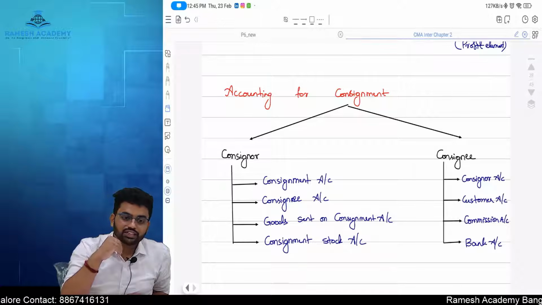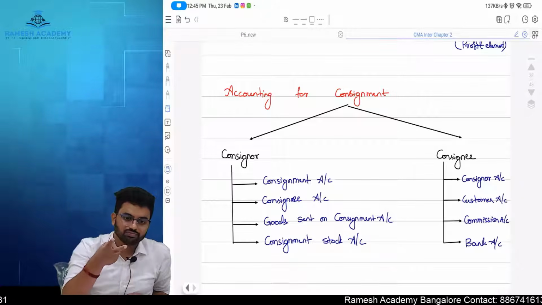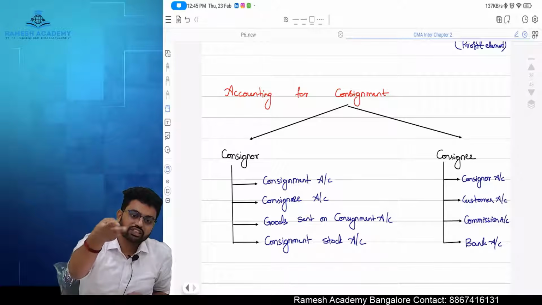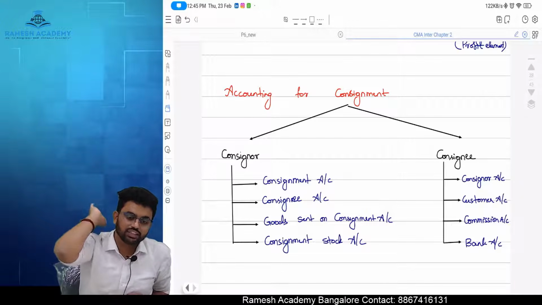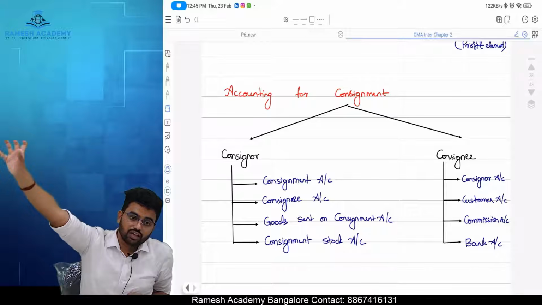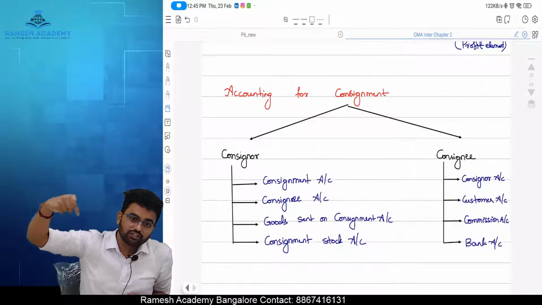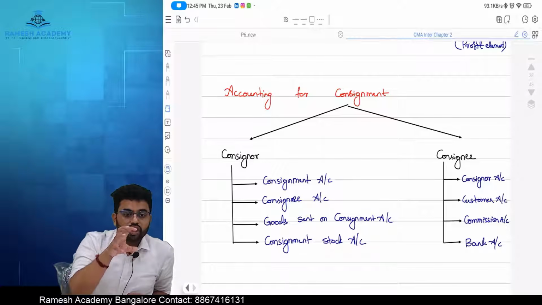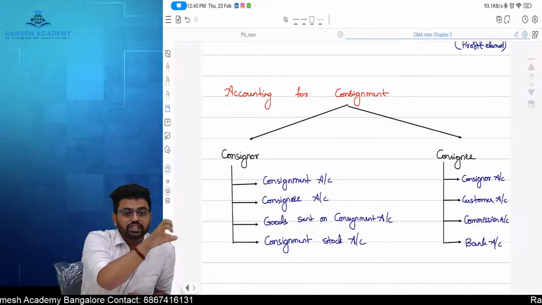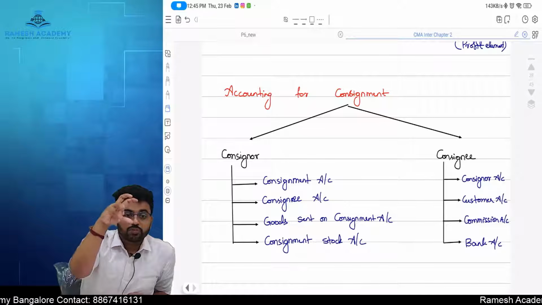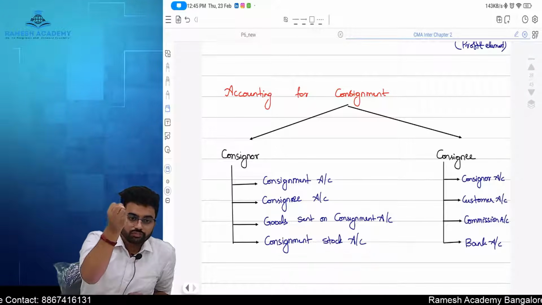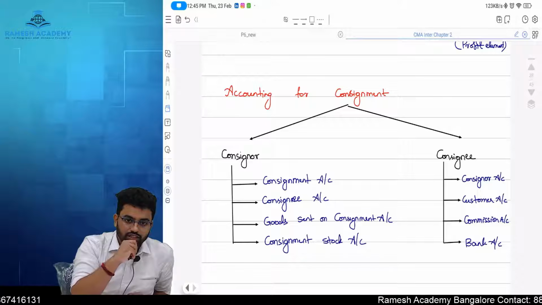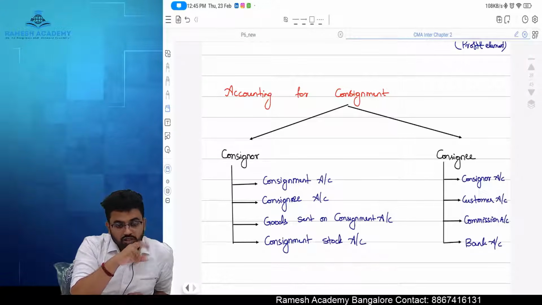What is the consignee account, sir? The consignee is our debtor as well as creditor. To some extent he is a creditor, to some extent he is a debtor, which means he is basically our agent. So whatever transaction affects his account will be recorded in the consignee account. Goods sent on consignment is not a normal sale, it is just sending goods on consignment. So to keep control over such goods, we maintain one more account called goods sent on consignment account.